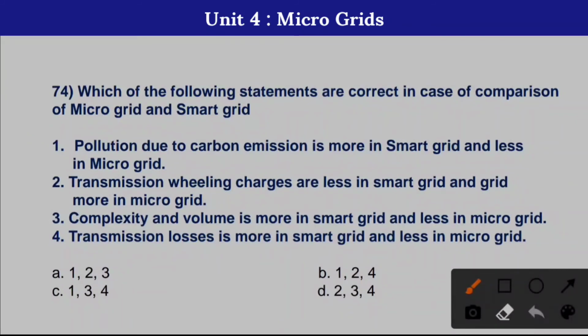Last MCQ. 74. Which of the following statements are correct in case of comparison of microgrid and smart grid? 1. Pollution due to carbon emission is more in smart grid and less in microgrid. 2. Transmission wheeling charges are less in smart grid and more in microgrid. 3. Complexity and volume is more in smart grid and less in microgrid. 4. Transmission losses is more in smart grid and less in microgrid. Here, correct option is option number C, means 1, 3 and 4 are correct.